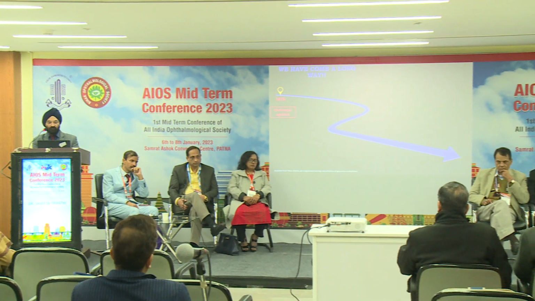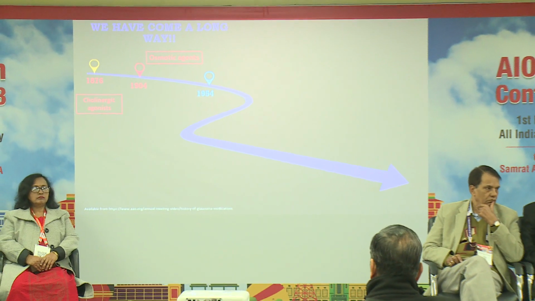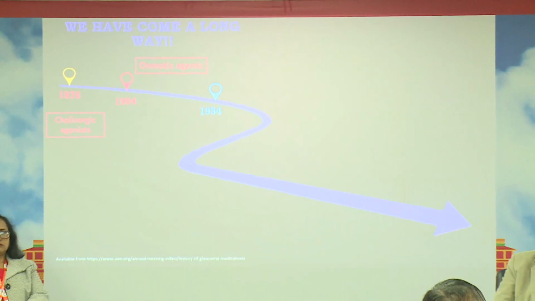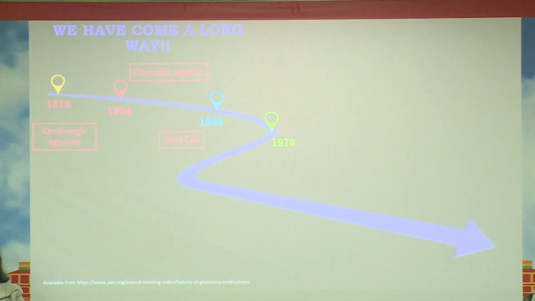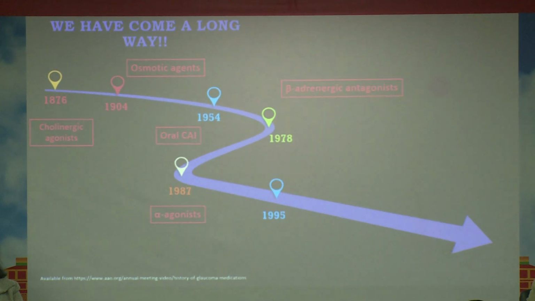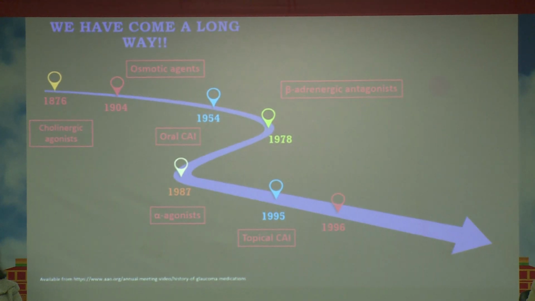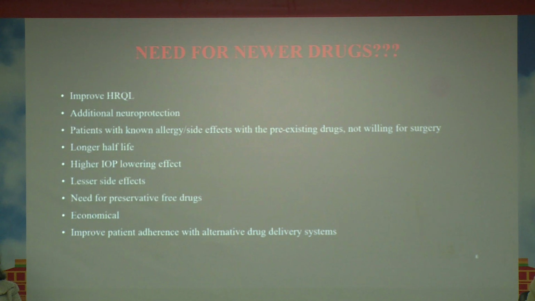But we have come a long way as far as pharmacotherapy of glaucoma is concerned. About 1876, we had a drug like pilocarpine. 100 years later, we had beta blockers in 1978. Then in 1987 alpha agonists like brimonidine. Then carbonic anhydrase inhibitors. In 1996, we had prostaglandin analogs. 2017 saw the advent of Rho kinase inhibitors.